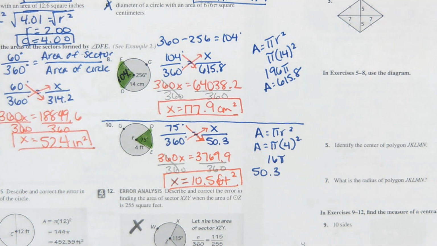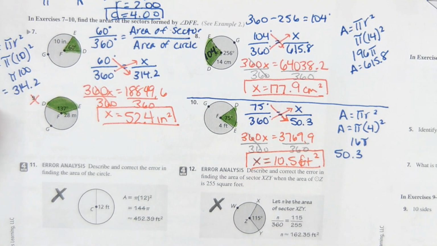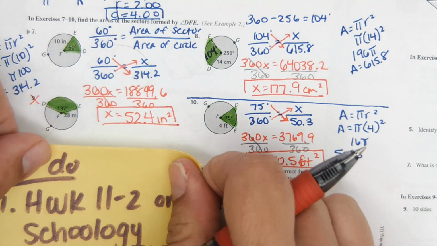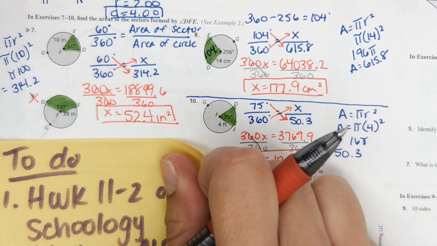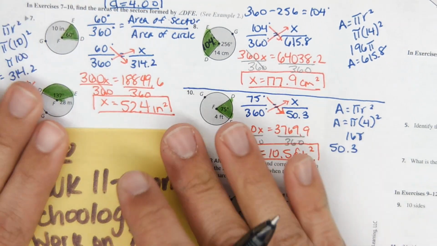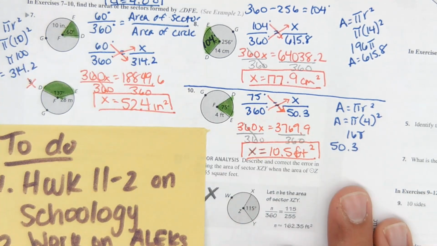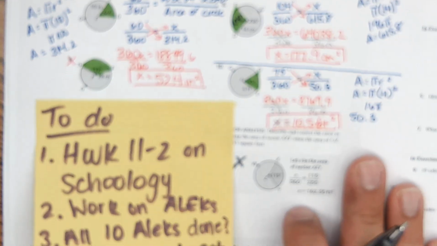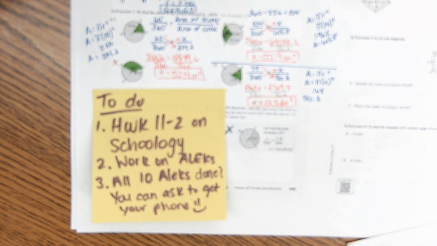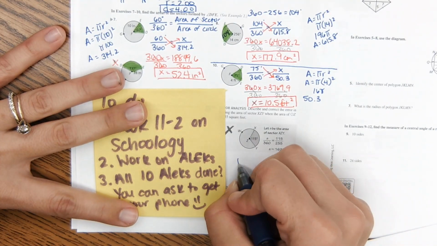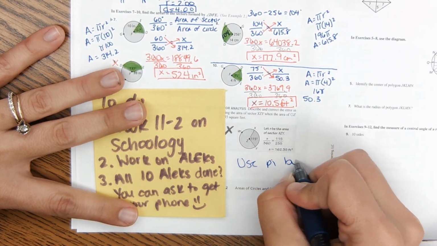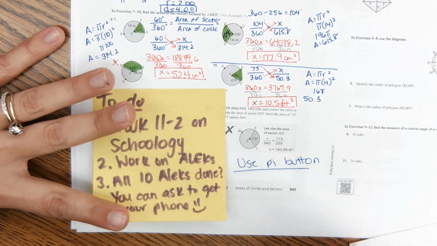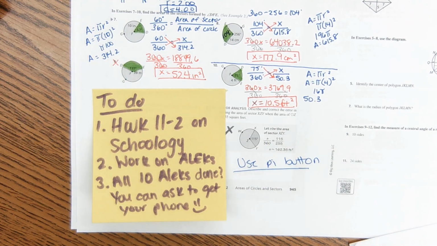Okay, and that is all. On the homework, there's a lot of area of the circle questions. There's also a few where you have to type in an answer. For the ones that you have to type in an answer, it tells you how to round, and also use the pi button. Use the pi button on the homework, and then you'll get the right answer. If you have questions, let me know.